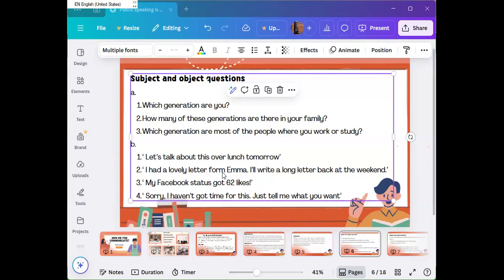So what do you think on number 2? I have a lovely letter from Emma. I will write a long letter back at the weekend. It will be veteran, because according to their generation, they have to communicate with paper, an envelope, or something. So a letter. They are writing letters to each other, right? So just think, don't think seriously. So it's veteran. So number 3, my Facebook status got 62 likes, it's millennials.